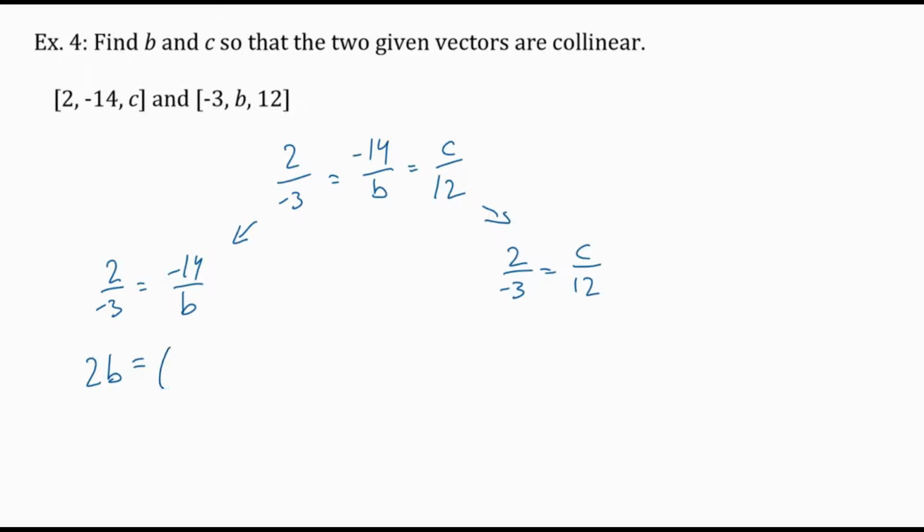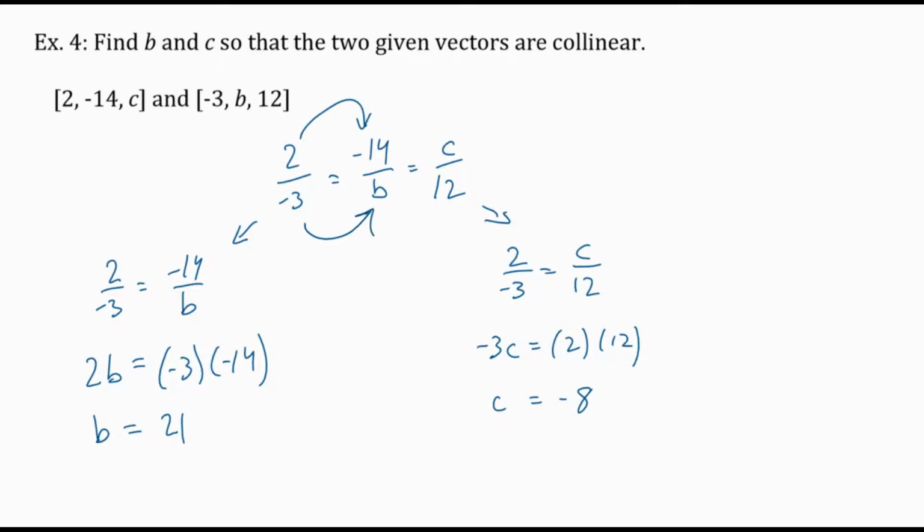Positive 42, or I can write it out like this, and b is going to be positive 21. And in this case, negative 3c is equal to 24, 2 times 12, and so c is negative 8. Okay, and again, thinking about this, if they're collinear, they have to be scalar multiples of each other, so you can set them up as a proportion like this, which makes sense. So I multiplied this by negative 7, so I multiply that by negative 7, right? That's how you would scale it that way.